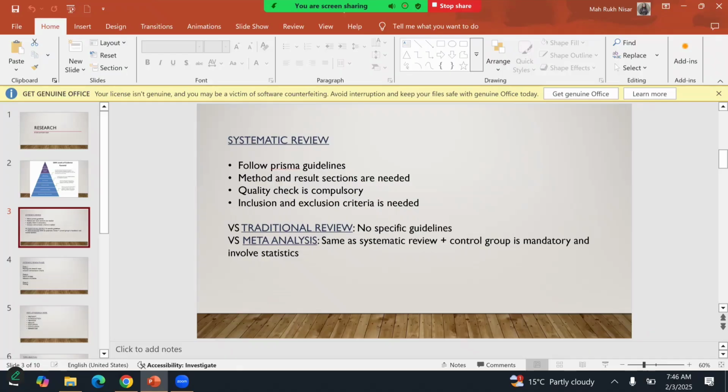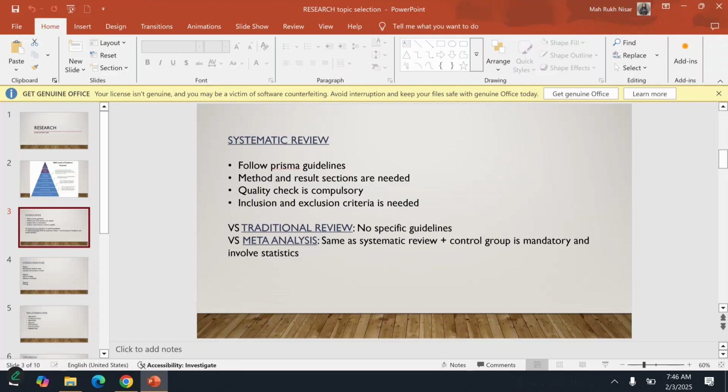So a systematic review is somewhat similar to a traditional review and meta-analysis, but there are a few differences. In a traditional review, there are no specific guidelines. Some people find it difficult to do the quality check and follow the guidelines, so they convert their paper to a traditional review.